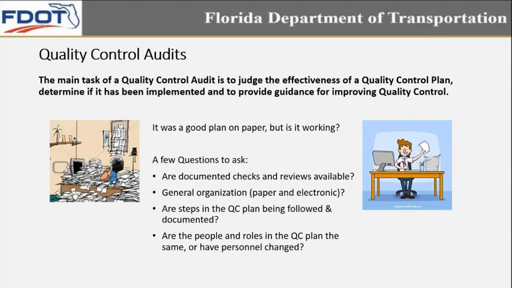This is one of the main reasons I spoke earlier about the quality control plan being a living document. One of the key things that do change throughout the life of a project are the people. It's very rare to start a project and finish it with the exact same design team that it started with. Whenever the people change and the roles change, that should be updated in the QC plan and communicated to the department.